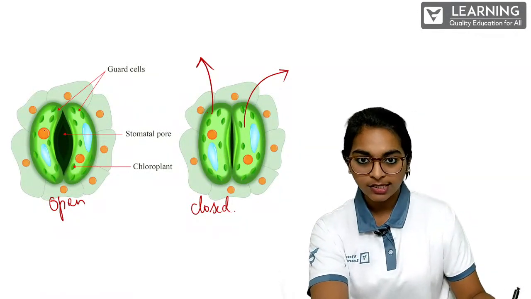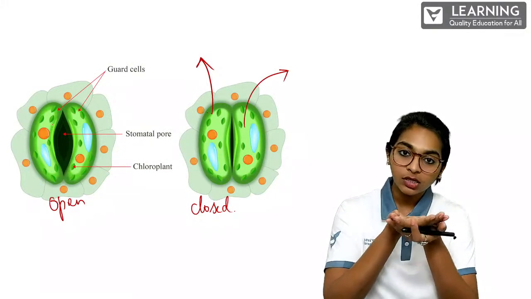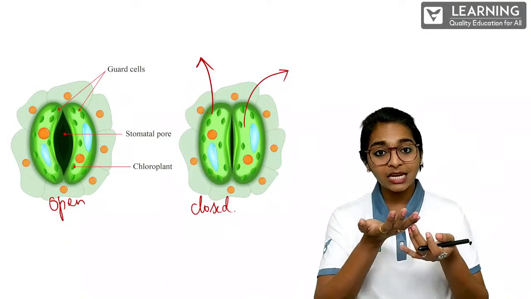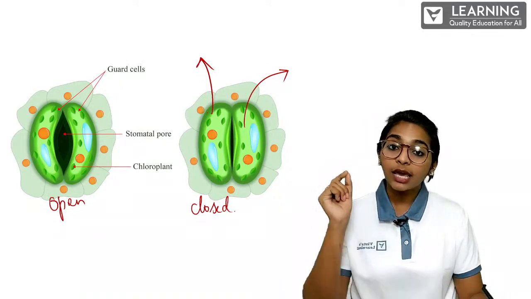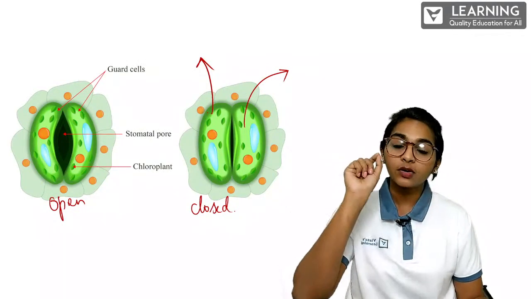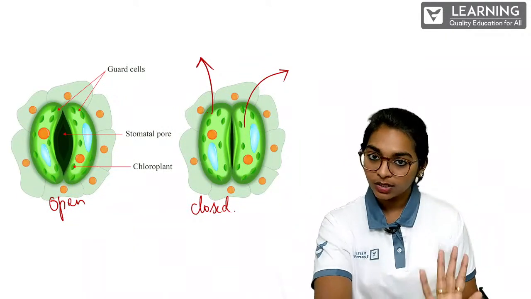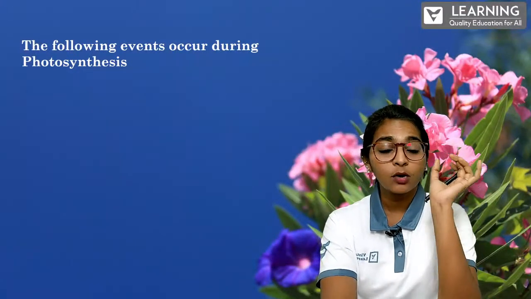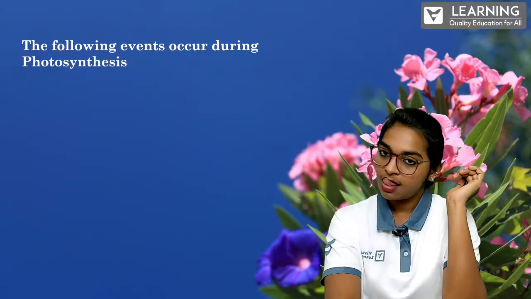These are specialized cells, which are present in the lower surface of the leaf. Here only it will be present. And it helps in respiration, it helps in transpiration also. So this is how the air, or the carbon dioxide during the photosynthesis process, is entering into the leaf. Is that clear? Good.